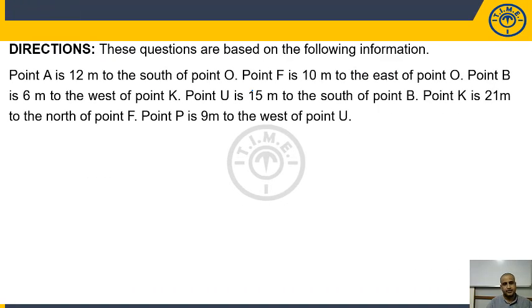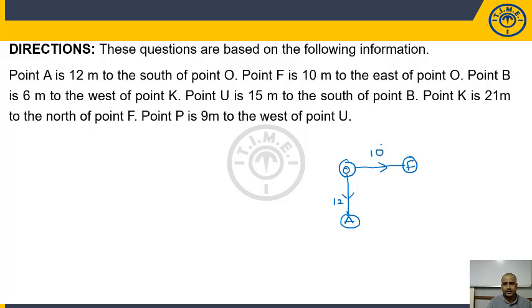Direction sense. Let us take up direction sense. What is given? Point A is south of point O. And what is the distance between them? 12. A is south of O. And what is given next? F is east of O. East is nothing but the right side. And what is the distance between them? 10 meters. Don't measure with the scale.